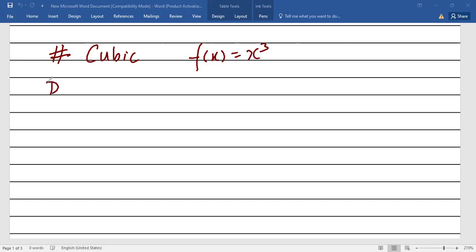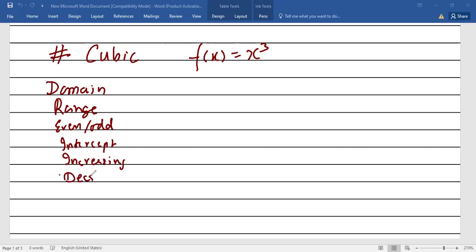So tell me, what is the domain? Just think of it. What is the range? Whether it is even or odd. If it is, then what are the intercepts? Then whether it is increasing or decreasing. In which interval it is increasing or decreasing, you can write. Is there any symmetry or not? If it is, what is the nature of the symmetry? So tell me one by one.